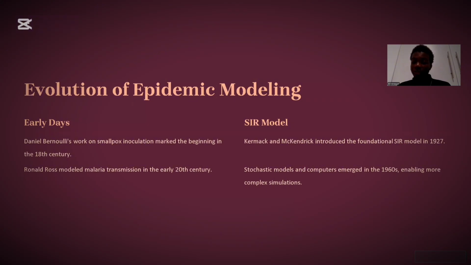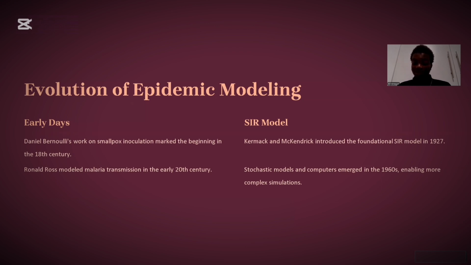As we moved into the early 20th century, the field began to gain more structure, particularly with the contributions of Ronald Ross, who developed models for malaria transmission. Ross' work was crucial in highlighting the roles of vectors and the importance of understanding disease dynamics in population.